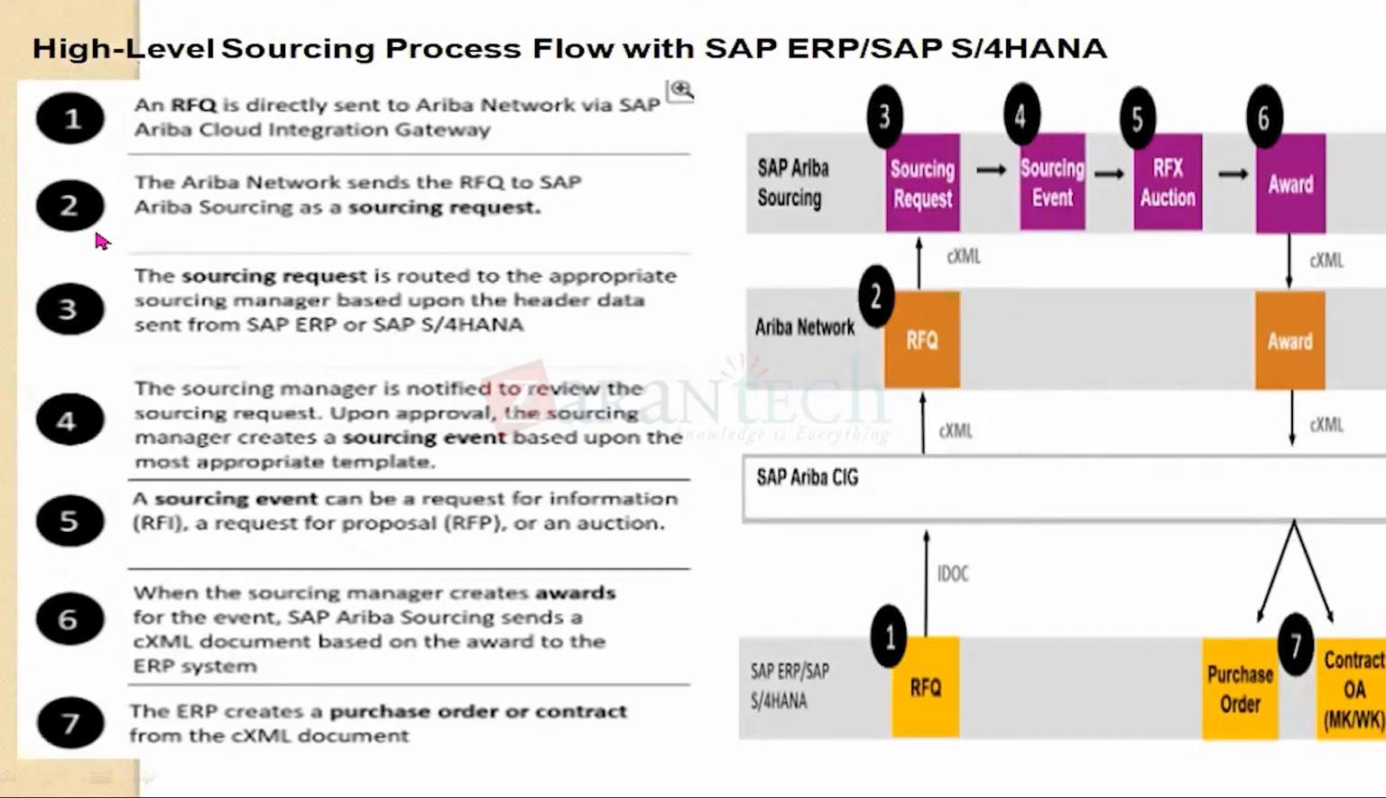We can only create some transactions, like we can create an RFQ and send it to CIG. That's it, right? So instead of that, I'm just going to show you one piece of the process. Based on that, whatever you want to take, we can take any of the cycle, whatever you want.